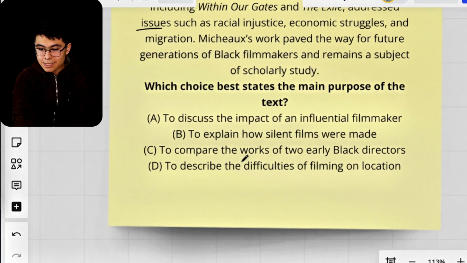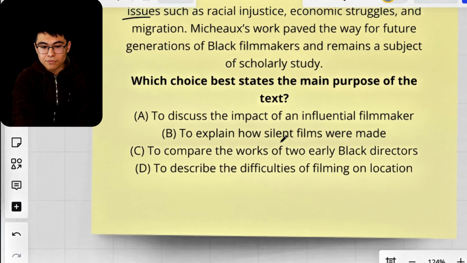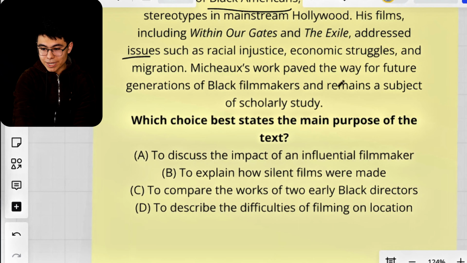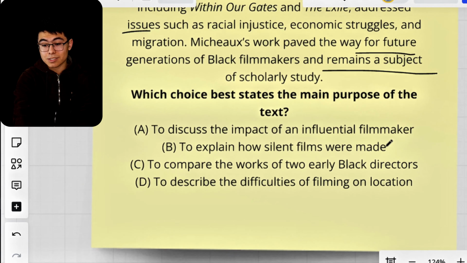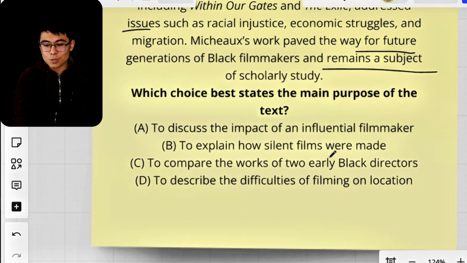Choice A, to discuss the impact of an influential filmmaker. I guess that's a correct answer choice because that was the exact same thing that the passage talked about. They talked about his impact. As you can see, it also remained a subject of scholarly study. So let's keep A. Choice B, to explain how silent films were made. Well, this passage isn't about the process of making those silent films, so we can eliminate this choice.